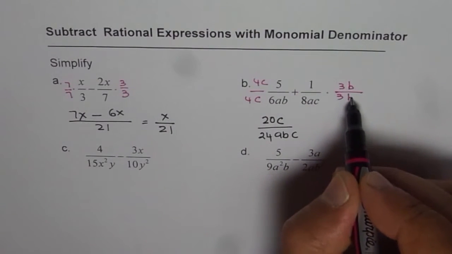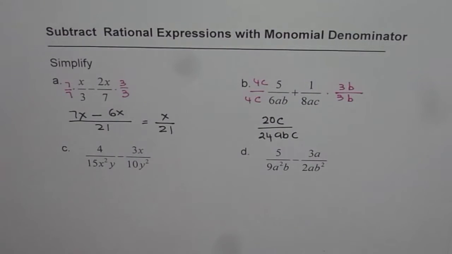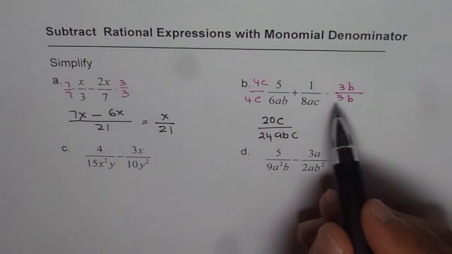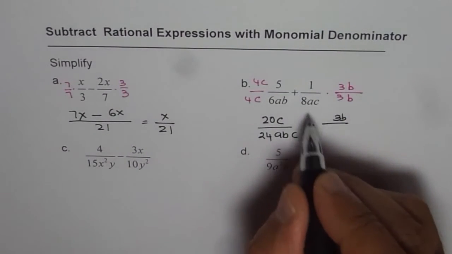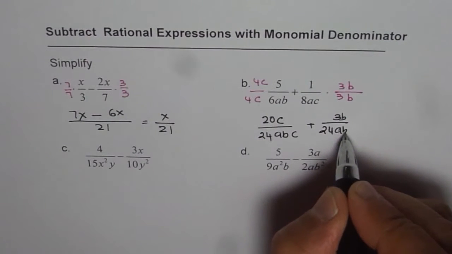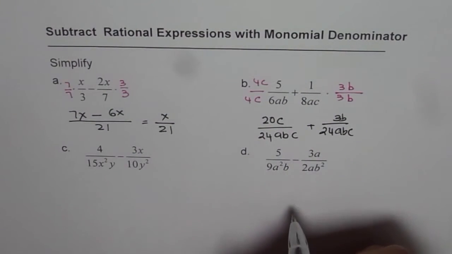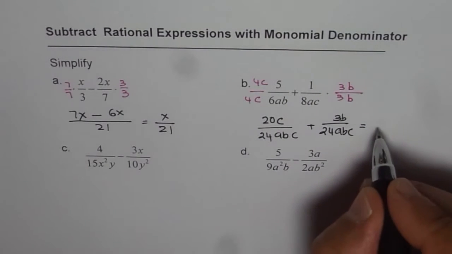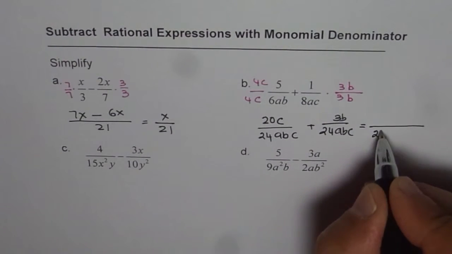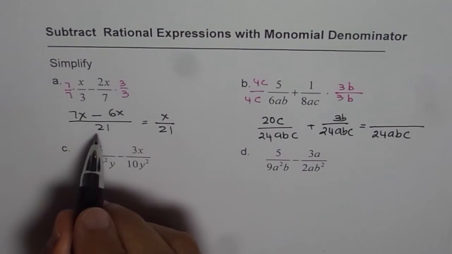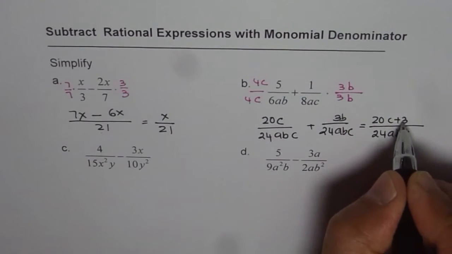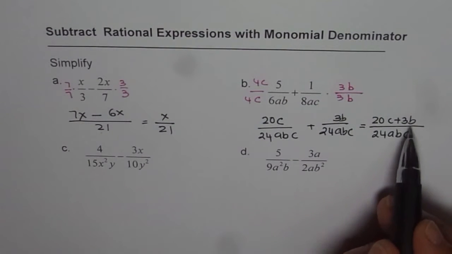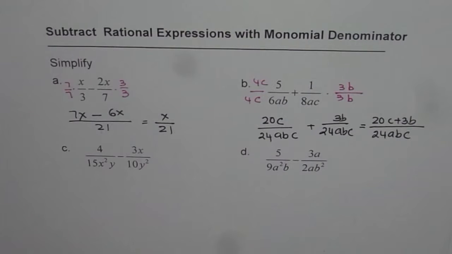We have to multiply it by b also. So we have to multiply by 3b and divide by 3b the next term. That will give us 3b in the numerator and 3 times 8, 24, abc in the denominator. Now the denominators are common, so we can add the numerators. So we can write this as 24abc, just as I wrote here, and combine the numerator, which is 20c plus 3b. These are not like terms, so we get 2 terms in the numerator as shown. Follow these techniques and do part C and D.